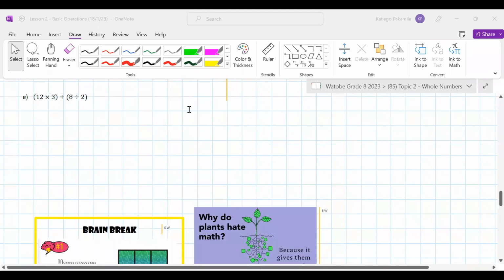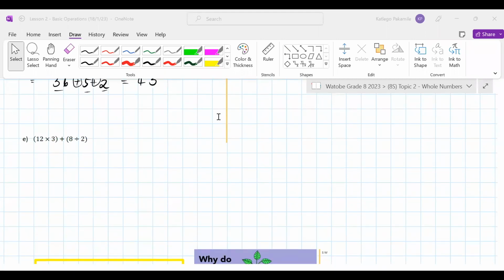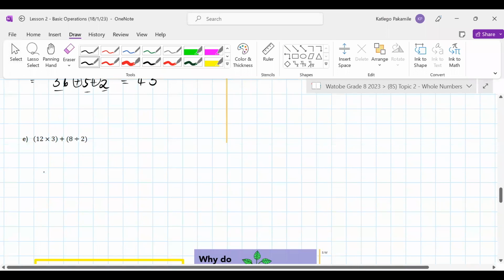Oh, we still have E. Whose hand is up? Keisha, don't run away. This is an easy one. You can do it. Hi, Keisha. Hi, ma'am. So where do we start? What does BODMAS say we start at? Multiplication.